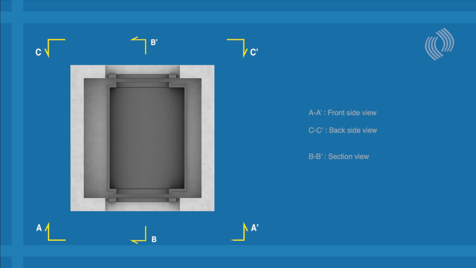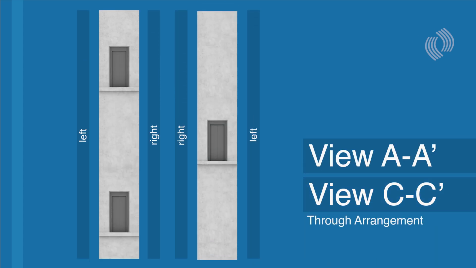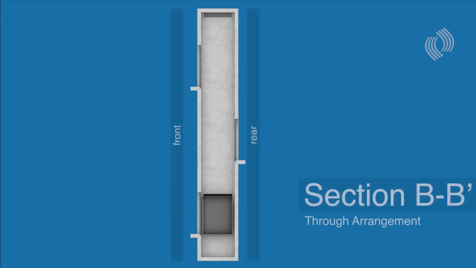Now we're going to see the front side view AA, the back side view CC, and the section view BB. In a case like that, we have two views to show you, one of the front side and one of the rear side. At this point, the dimensions remain the same, including one more cabin door.